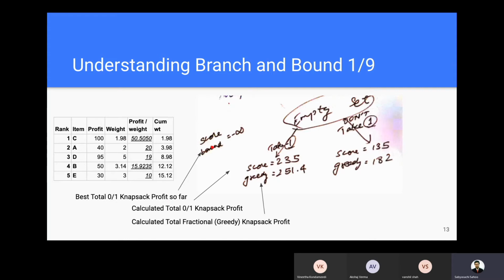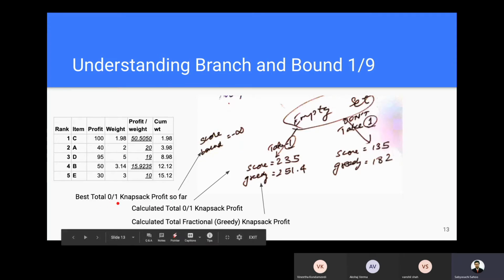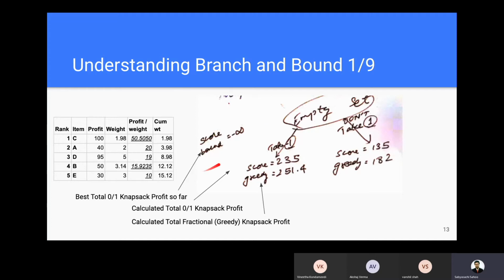Score bound is essentially used to say what is the best 0-1 knapsack profit that we have so far explored, right? So when we are starting, of course, it is at minus infinity, which means that any finite value would be better than the score bound of minus infinity. Let's say we started with the empty set, we take one, we got a 0-1 knapsack value of 235, and we got a greedy profit of 251. So this is the best we could have done if we would have taken one, and this is in a 0-1 setting.